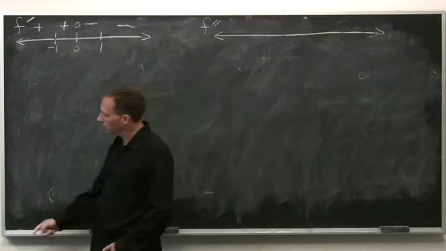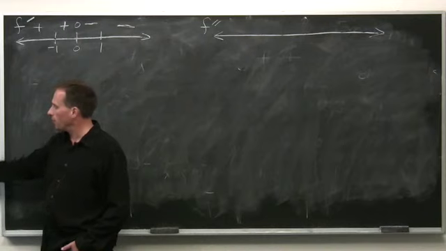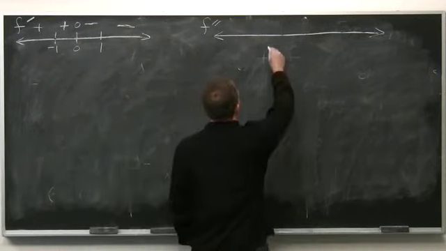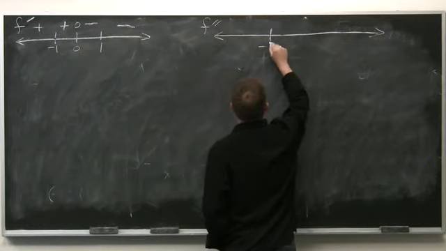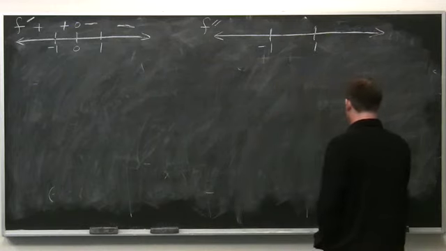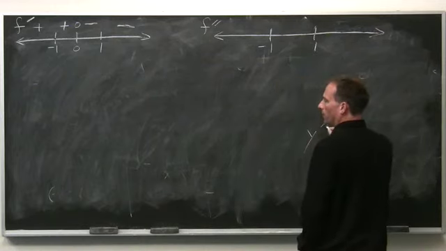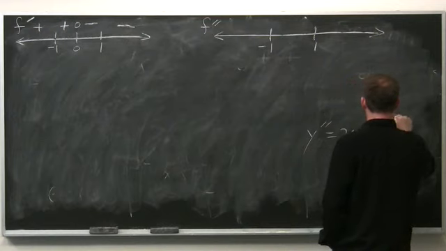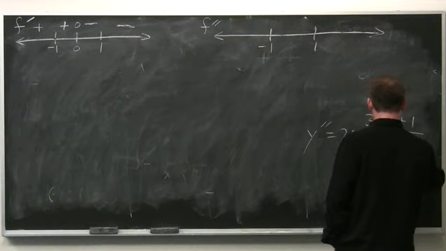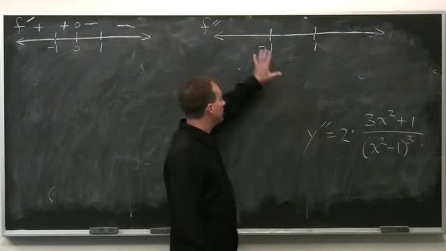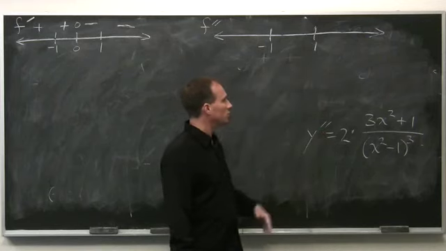But again, the only place you can do the number line, where you can get it from what I just said, the only place that you can switch signs are 1 and minus 1, and we have y double prime is 2 times 3x squared plus 1 over x squared minus 1 cubed. All right, so this doesn't equal 0 anywhere. The only place it's undefined is at 1 and minus 1.